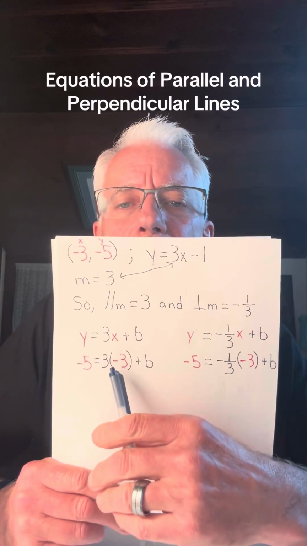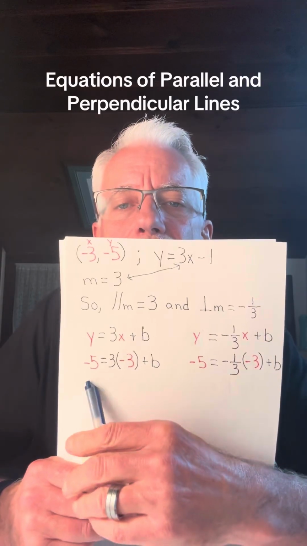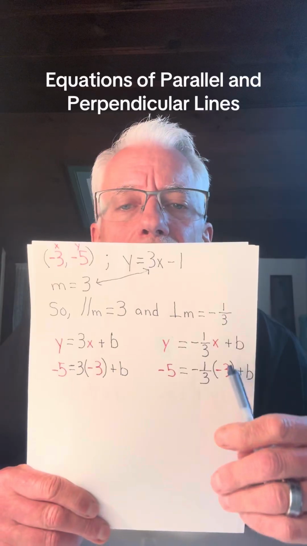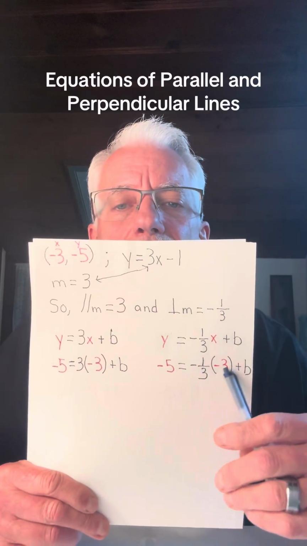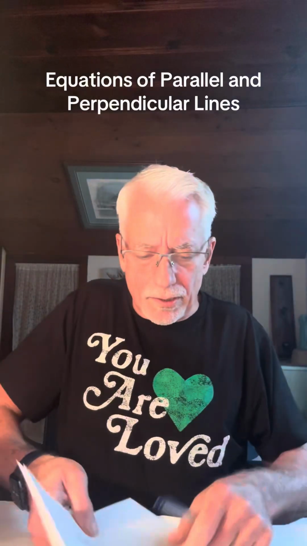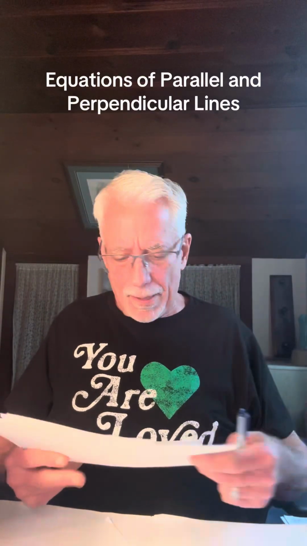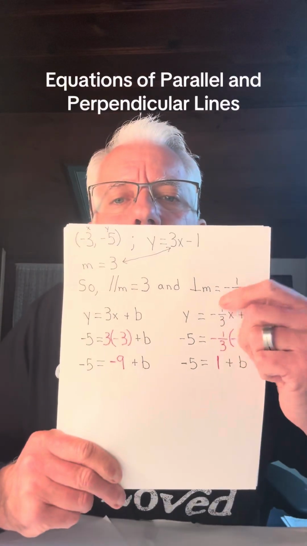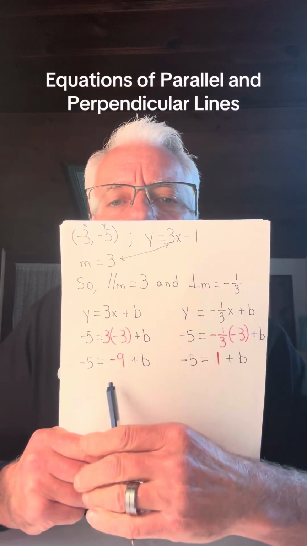So here I have 3 times negative 3 is negative 9. So 5 equals negative 9 plus b. Over here, the 3's cancel, the negatives cancel. So this converts to 1 right here. Okay, so I'm going to just do that real quick. So to get b here, I'm going to go plus 9, plus 9.